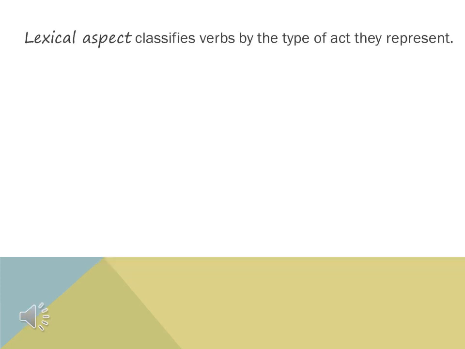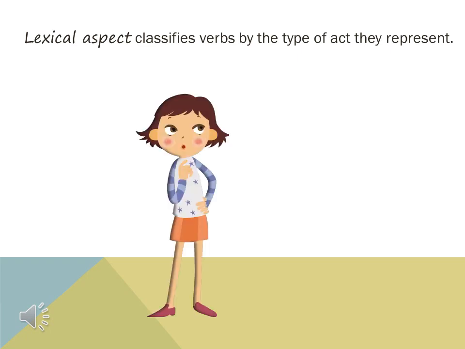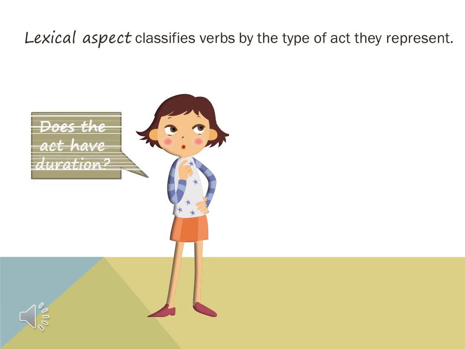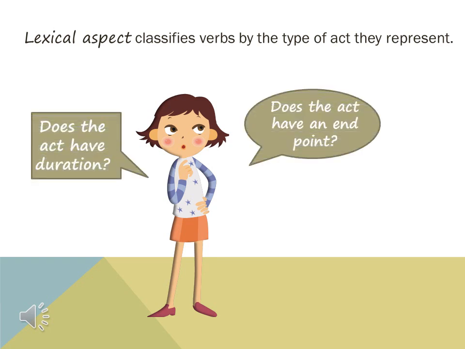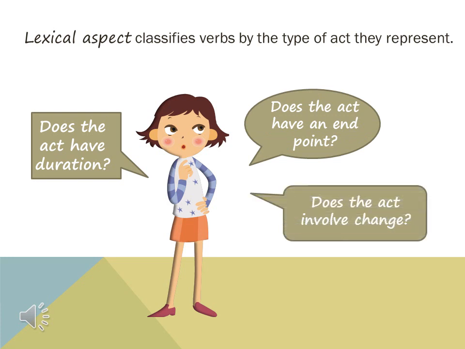Now for lexical aspect. Lexical aspect classifies verbs by the type of act they represent. Asking the right questions can help us identify the lexical aspect of verbs. For example, does the act have duration? Does the act have an endpoint? Does the act involve change?